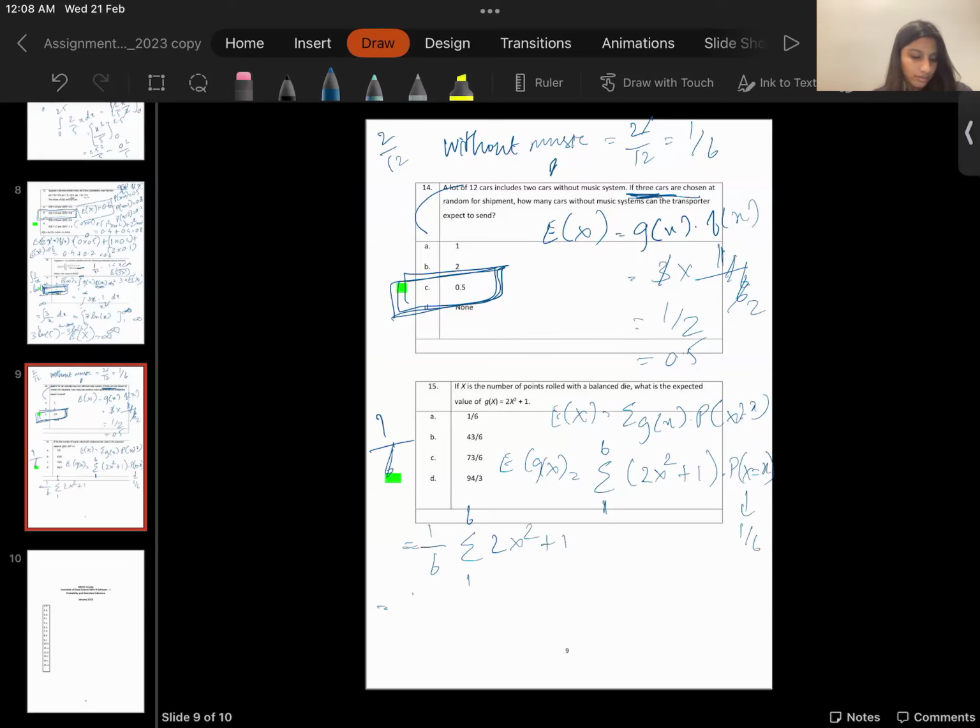This would give you 1 by 6 into, you substitute numbers 1 to 6 in place of x. So 2 into x square plus 1, when x is 1, gives 3. When x is equal to 2, 2 2s are 4, 4 2s are 8, plus 1, 9. And when x is equal to 3, 3 3s are 9, 9 2s are 18, plus 1, 19. In similar ways, you just substitute values up to 6 in place of x, and when you solve this, you'll get an answer.